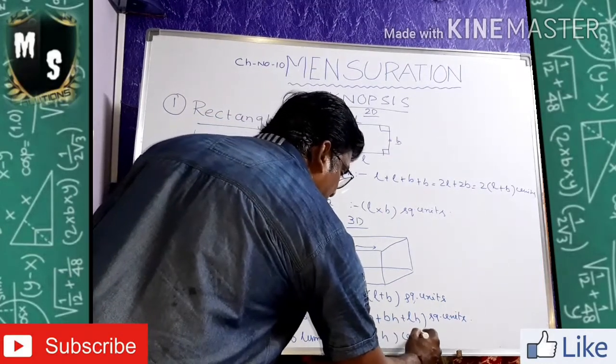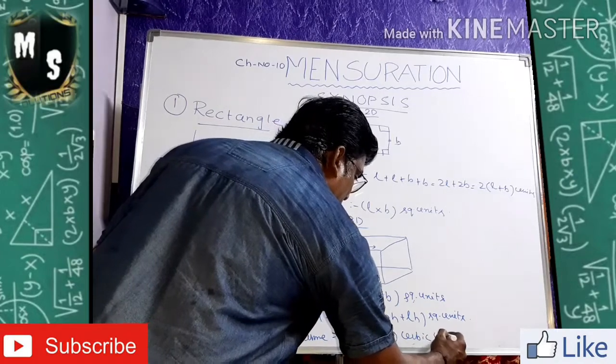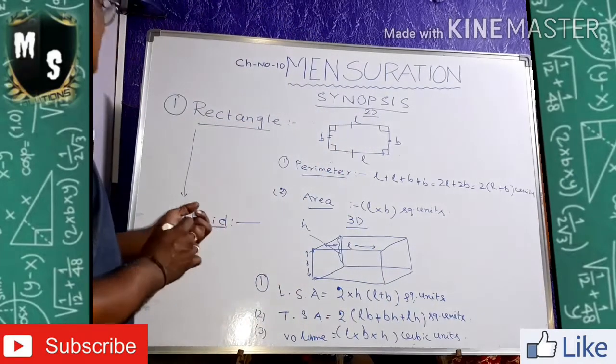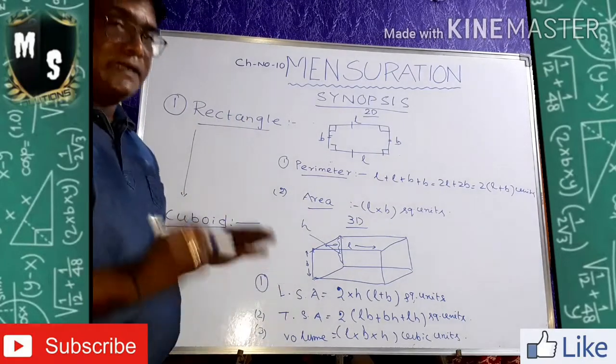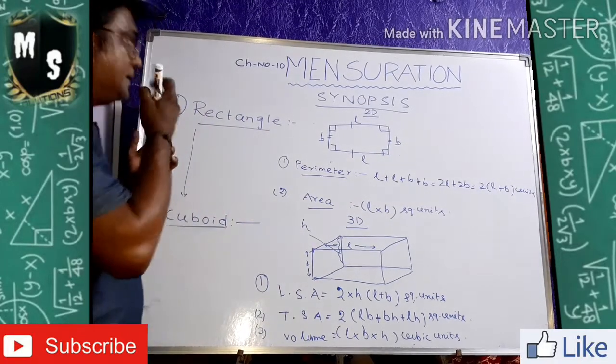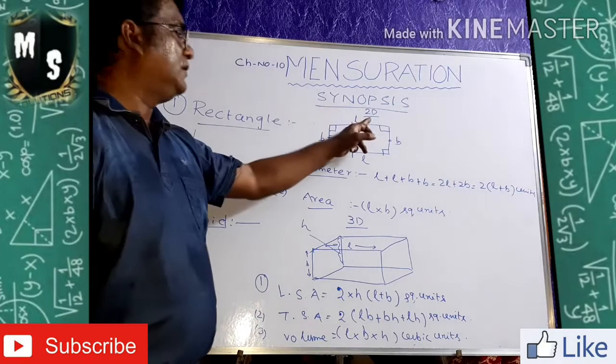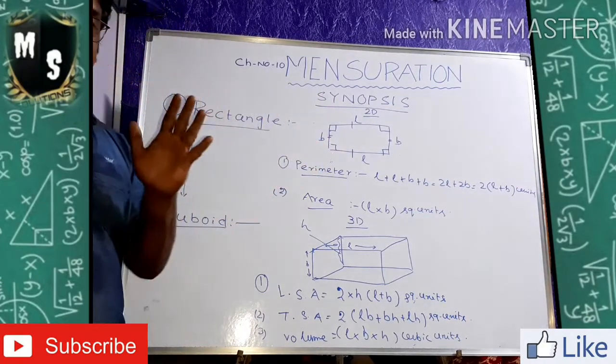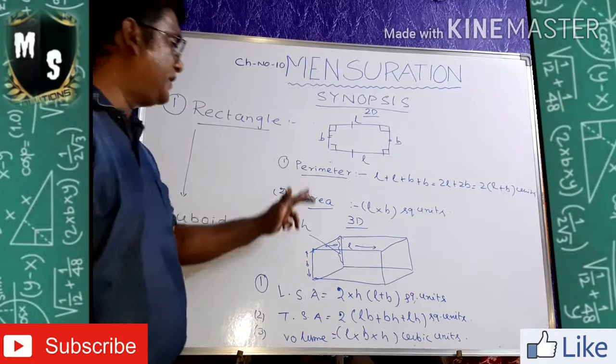Please write it in cubic units, because volume always comes in cubic units. I hope you understood this rectangle formula. Rectangle, again I am saying, rectangle. It is a 2D picture having two dimensions only, length and breadth. Two-dimensional figures always give you perimeter and area.